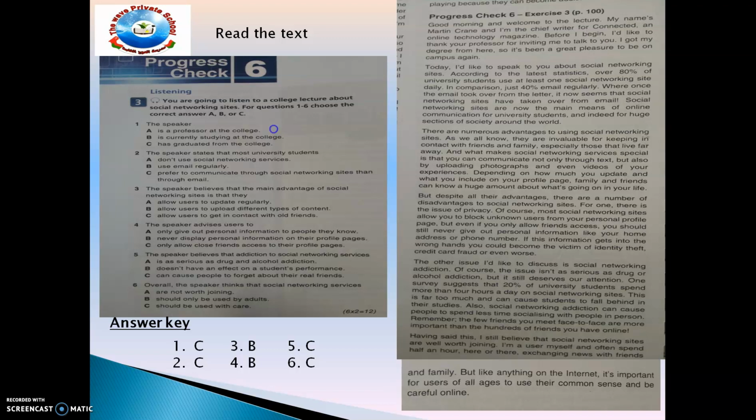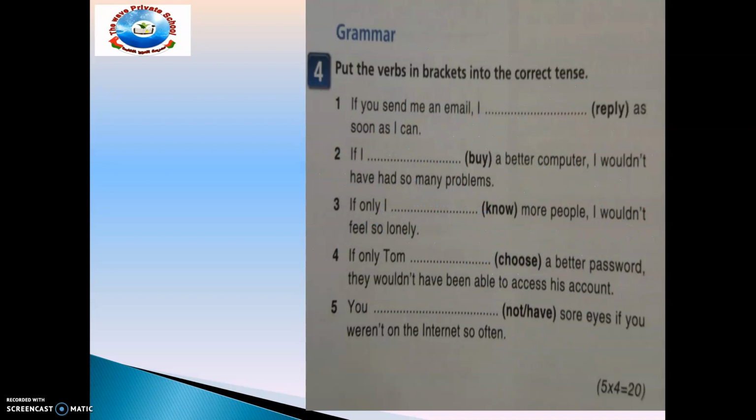Okay, make progress to the next. Number 4, grammar. Put the verbs in brackets into the correct terms. These are the verbs reply, buy, know, choose. Friends, always remember, for you to know what to put here, you must read to the end. You must read above this space given. That will give you a clue what to put. You get to know if it is a past tense or a present tense or a past participle, how to correct the tense. Let's check the answer now.